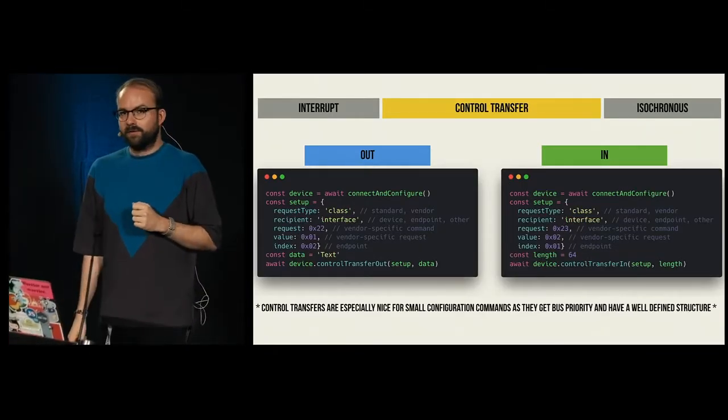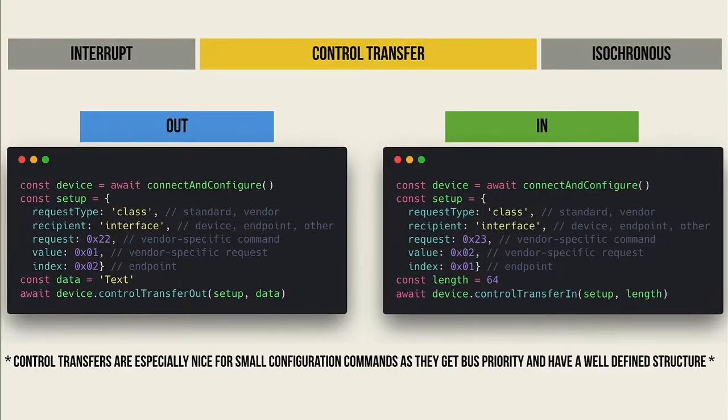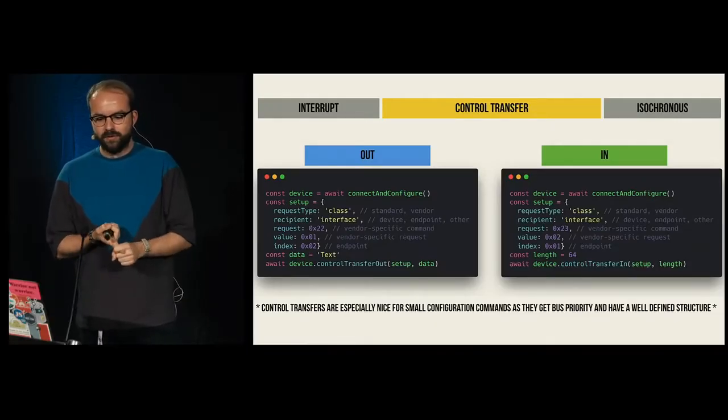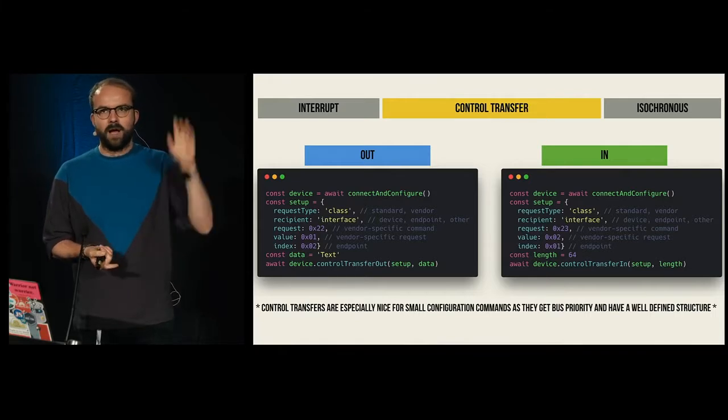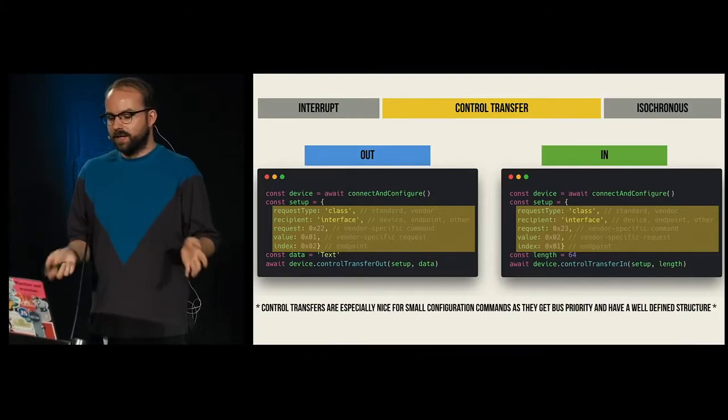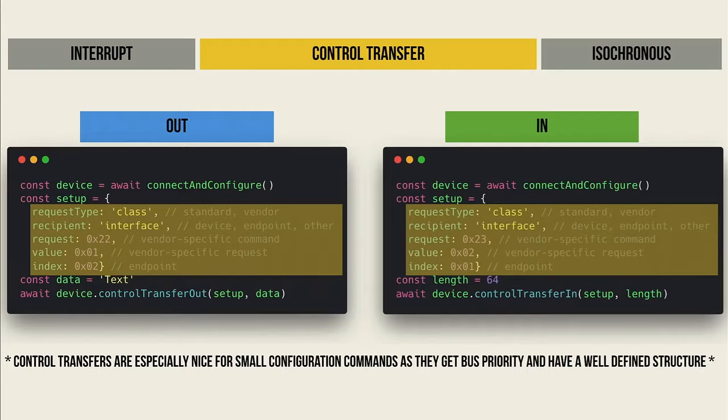And then we have control transfers, and those are especially nice for small configuration commands because they have bus priority and they have a well-defined structure. So think about steering signals, like when you have a robot arm, you would probably use a control transfer to move that arm up, down, left, and send those commands over the wire. They do require a bit of configuration though, but don't worry about that yet. We'll tackle those later when we have a real-world example at hand.